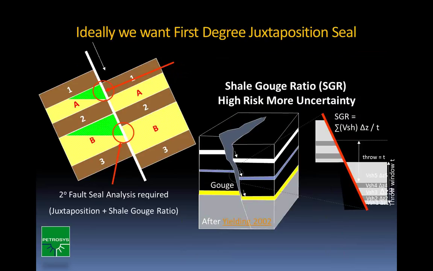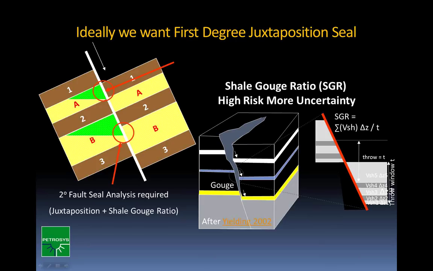Ideally, what we're looking for in fault seal analysis is first degree seal. We want to know where the sand juxtaposes against the shale. So here we have the A sand juxtaposing against the number 1 shale, and the B sand juxtaposing against the B sand. So there's a high chance that the B sand will leak, so we'll need some sort of second degree seal or membrane seal for this to seal.